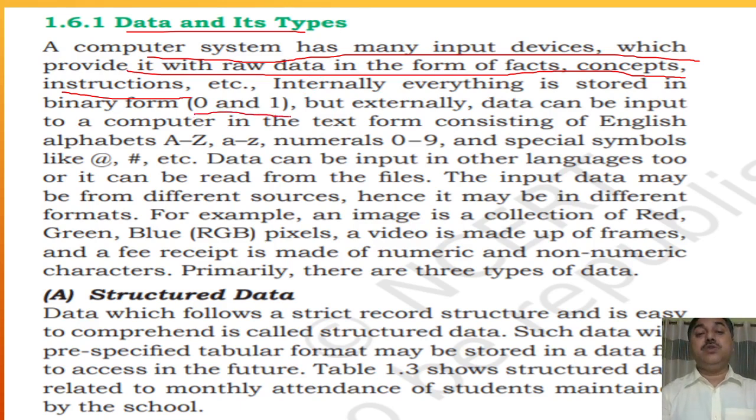But while we are working with 0 and 1, if you want to take something as an input, what we are getting are combinations of different alphabets. It can be capital A to Z, small a to z, a number combination, or special symbols like at the rate, hash, etc.